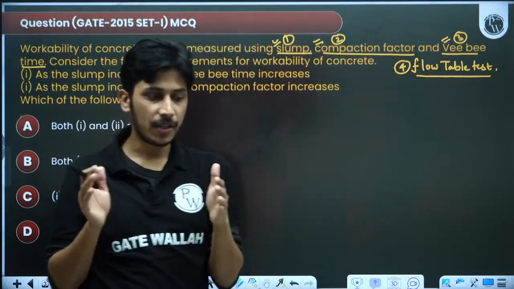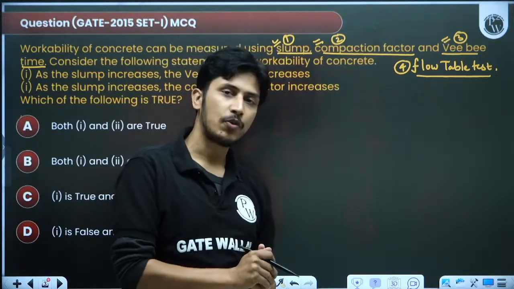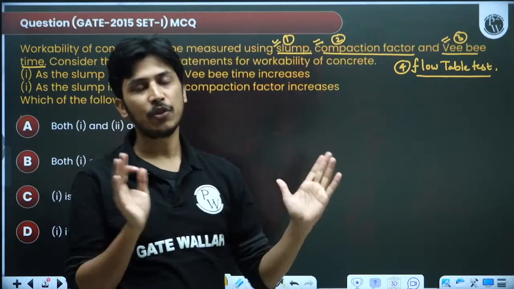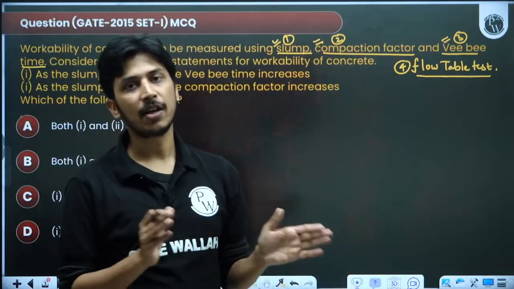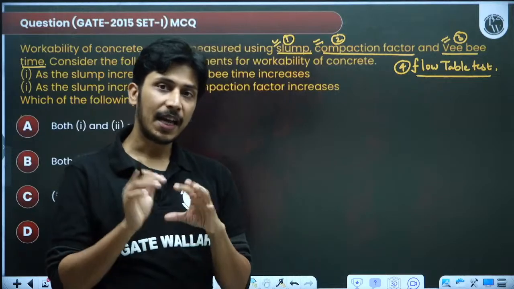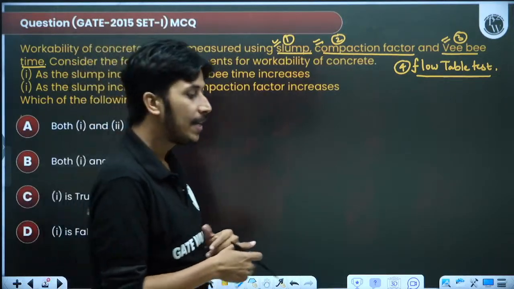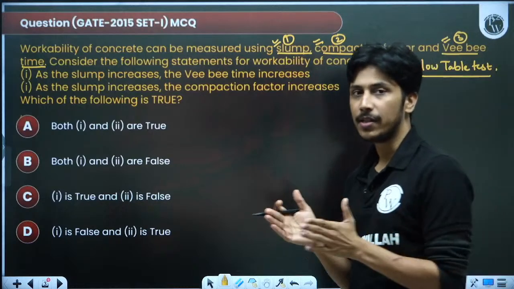Because if something is flowing slowly, the time will increase. So VB time is inversely proportional to workability. The flow is directly proportional to workability. The slump is directly proportional to workability. The compaction factor is directly proportional to workability. Only when time is concerned, when it is time to flow, the time is inversely proportional to workability. If workability is more, the time to flow is lesser.